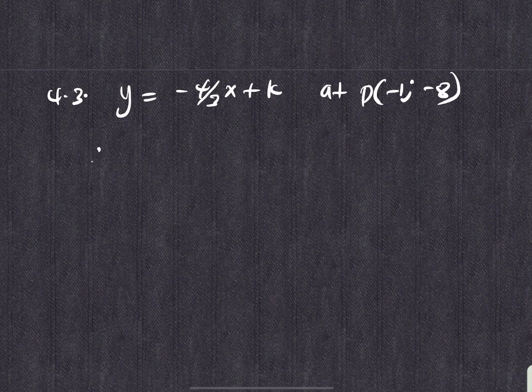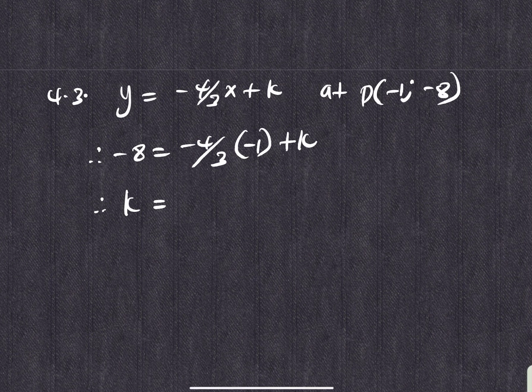4.3. I'm having the line y equals -4 over 3 x plus k. How do I find the value of k? I will say at point P, that is (-1, -8). Therefore, let me plug those in. That becomes -8 is equal to -4 over 3 times -1 plus k. Therefore, k is equal to, let's try to really find the value of k there.